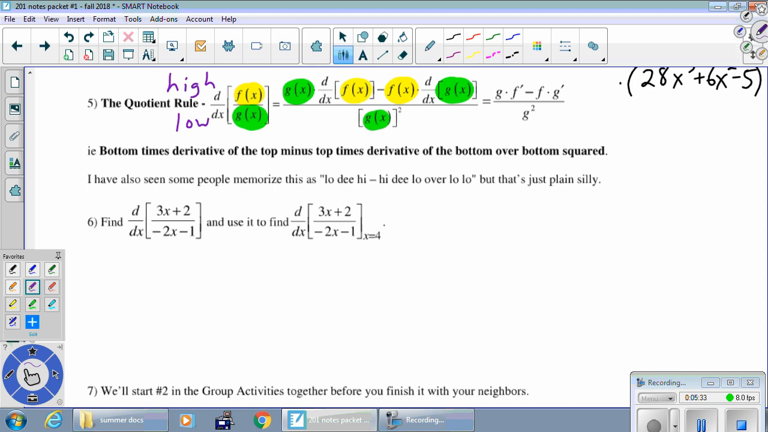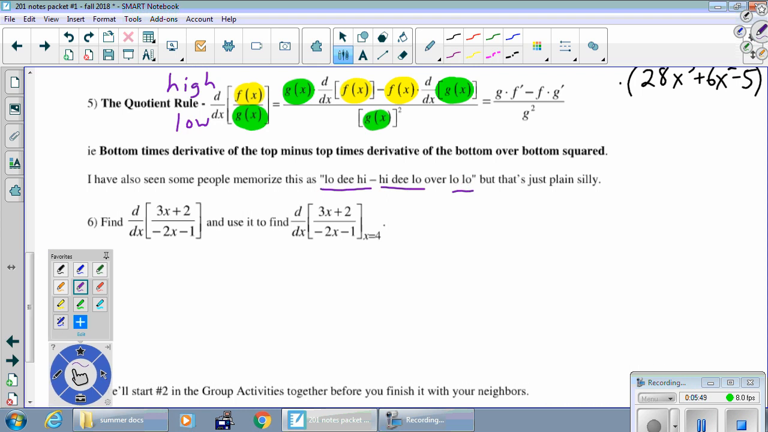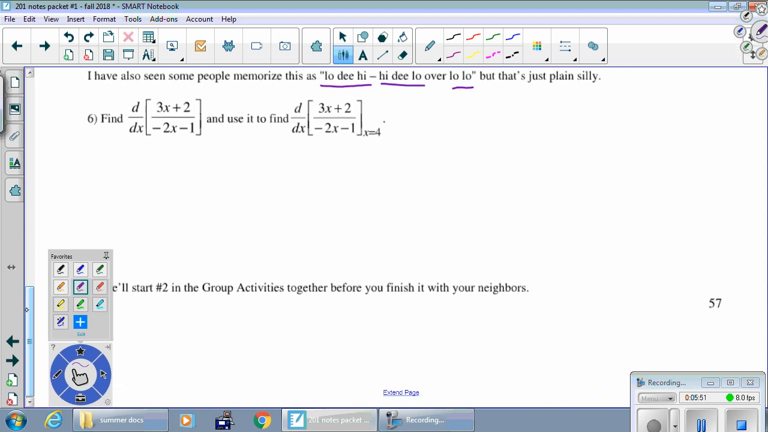And so if you don't like the thing I've written in bold, you could maybe memorize it this way, where the made up word d stands for derivative. So low d high, low times derivative of the high, minus high d low over low low. So either way, just make sure you can do the quotient rule. Let's apply it here to this function.